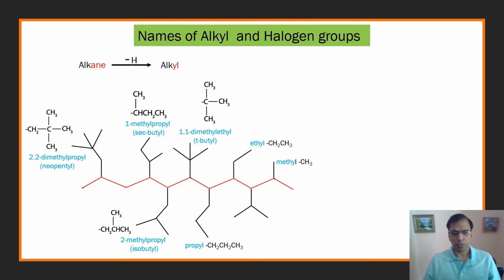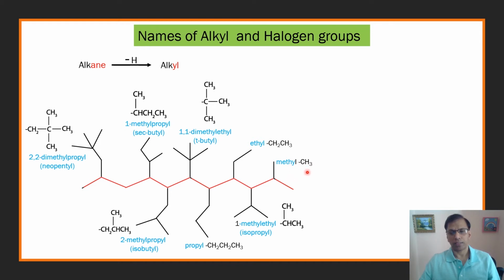And then you have the propyl group, which has 3 carbon atoms in a straight chain. And then you have the isopropyl group, which is a branched alkyl group. So most of these, you can see, are the branched alkyl groups. Whenever you see the di prefix here, this will be taken into account when we are going to name the final molecule.